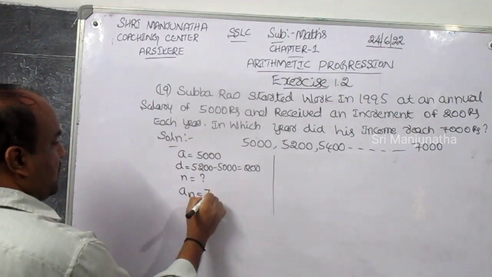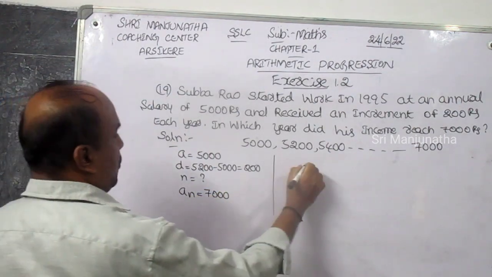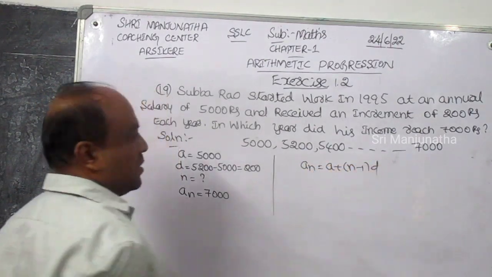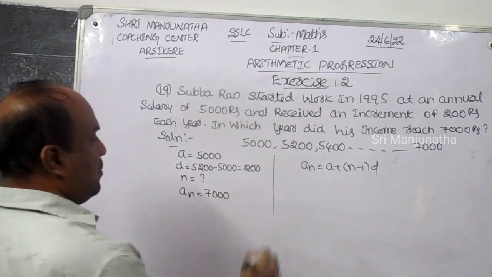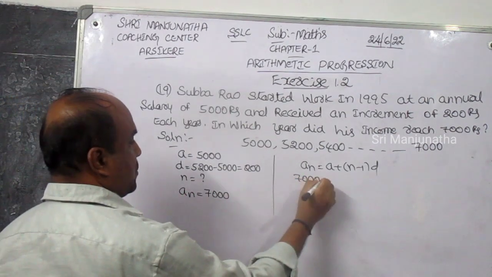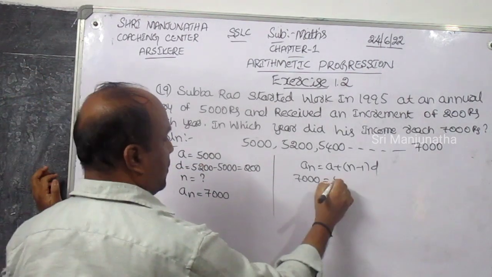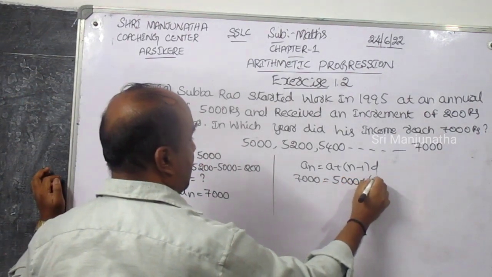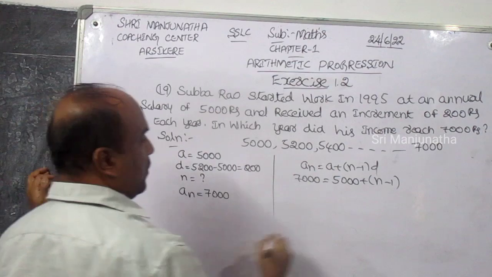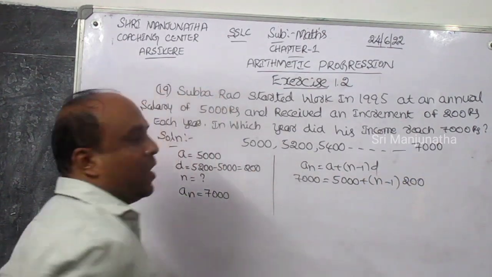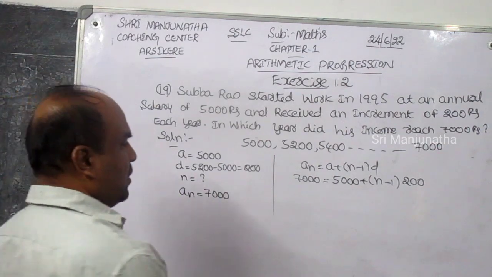7,000 rupees. Okay. Then you have to apply a formula. AN is equal to A plus N minus 1 into D. Easy problem. AN value is how much? 7,000 rupees. Substitute the value of AN. Then A is how much here? 5,000 rupees plus N minus 1. We should find out the D value. It is 200 rupees. Formula substitution is very important.